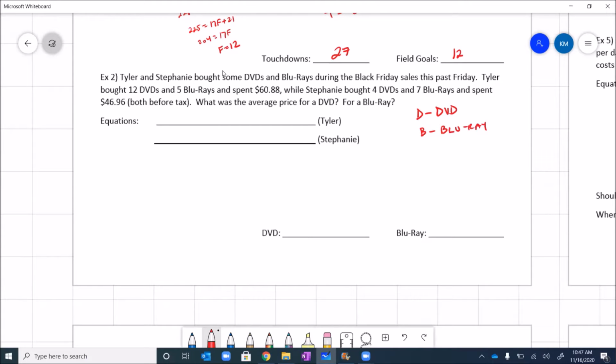Okay. So for Tyler's trip, Tyler brought 12 DVDs and 5 Blu-rays and spent $60.88. Stephanie bought 4 DVDs and 7 Blu-rays and spent $46.96. Okay, so there's my system. Should be the hardest part. Now that we have that down, we're going to try to solve the system.